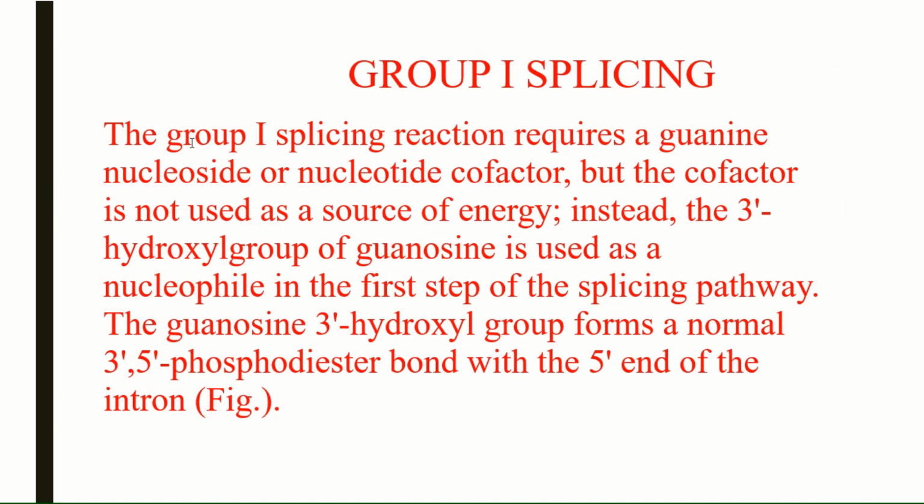Group 1 splicing. The group 1 splicing reaction requires a guanine nucleoside or nucleotide cofactor, but the cofactor is not used as a source of energy. Instead, the 3' hydroxyl group of guanosine is used as a nucleophile. In the first step of the splicing pathway, the guanosine 3' hydroxyl group forms a normal 3',5' phosphodiester bond with the 5' end of the intron.